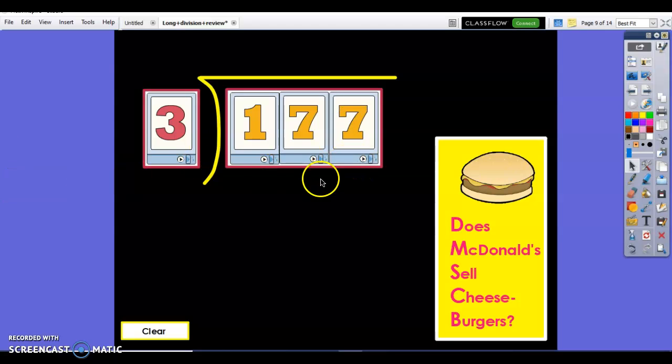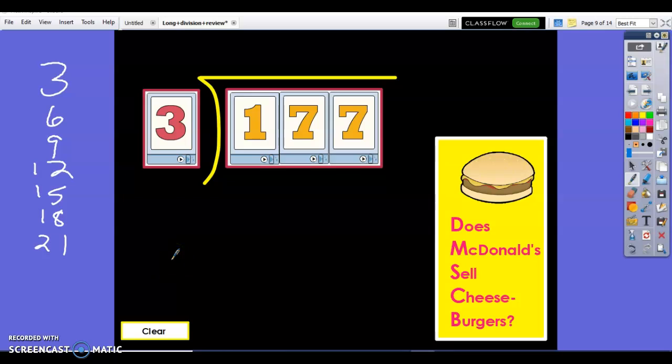And here's the last one that we're going to do all together. You have 177 divided by 3. So take a moment here and see if you can work out this problem. Remember to write out your multiples of 3 to the side. And let's go through it.